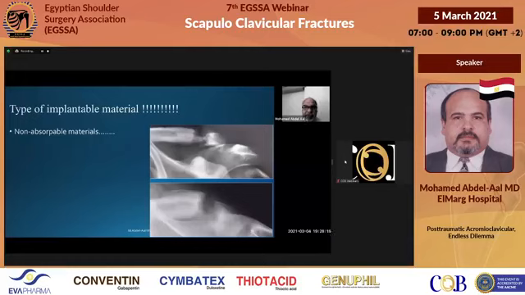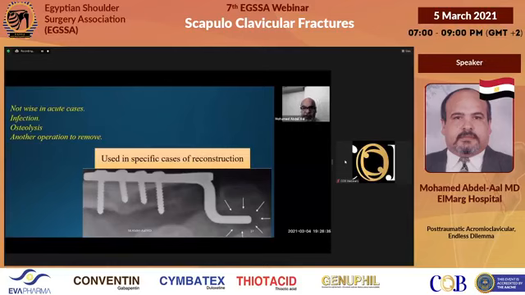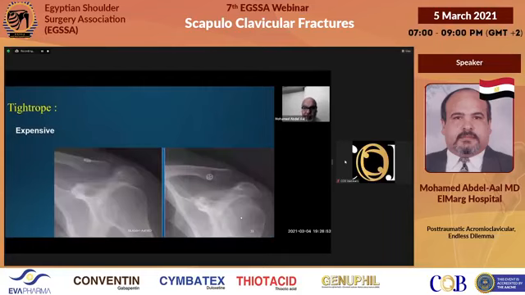Regarding the implantable material, should we use non-absorbable or absorbable? All these materials show some complications. The non-absorbable cause resorption of bone around these materials, and the non-absorbable materials may be broken, and it requires a second operation to remove it. The use of hooked plate, many articles stated that it is not wise, especially in acute cases, and there is a liability for infection and osteolysis of bone. Another operation is mandatory to remove it, so it is used in specific cases of reconstruction.